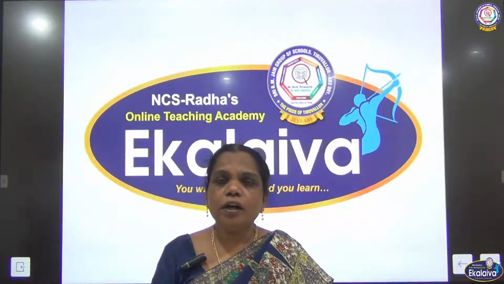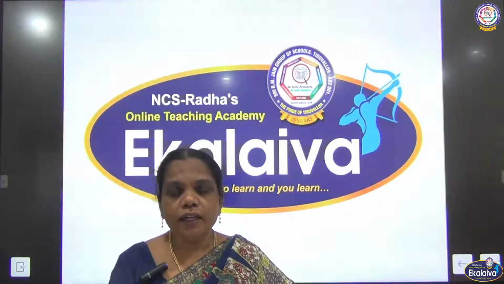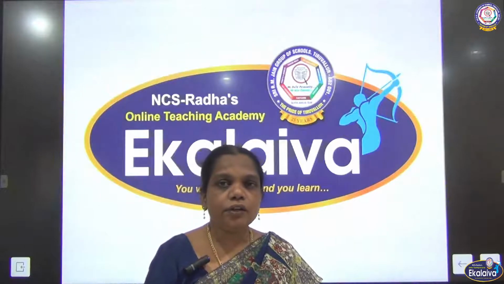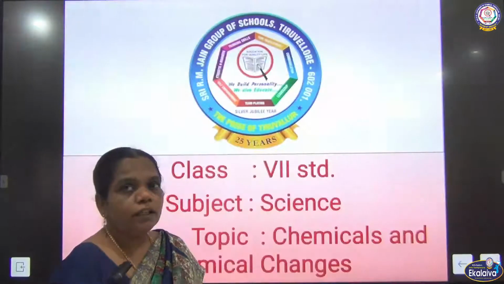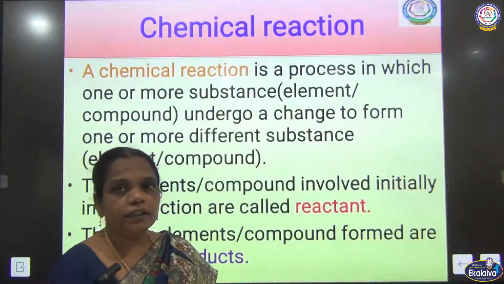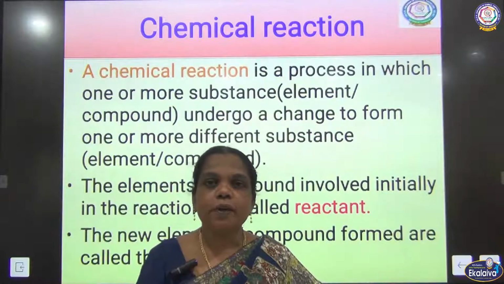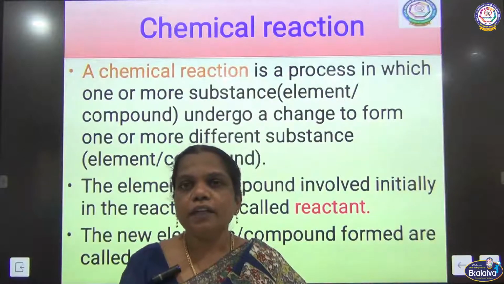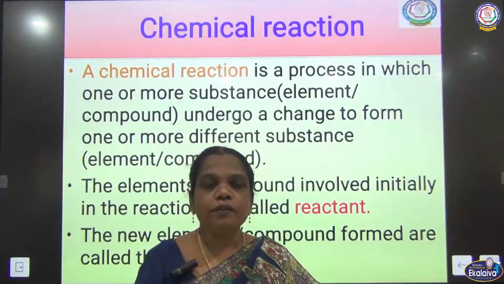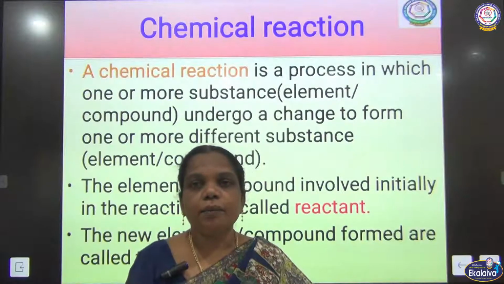Last class you learned about the chemical symbol, how the chemical symbol can be derived and the names of the elements. Today's class you are going to learn about the chemical equation, or chemical reaction. The chemical reaction can be represented by a chemical equation. The chemical equation is again going to be represented based on the symbols of the elements.